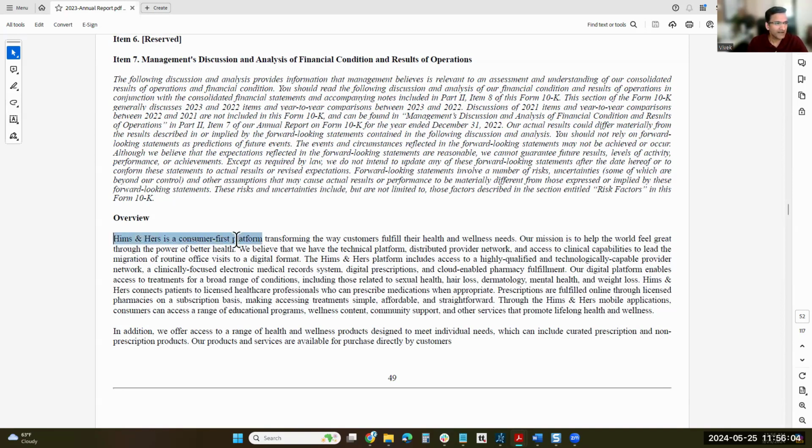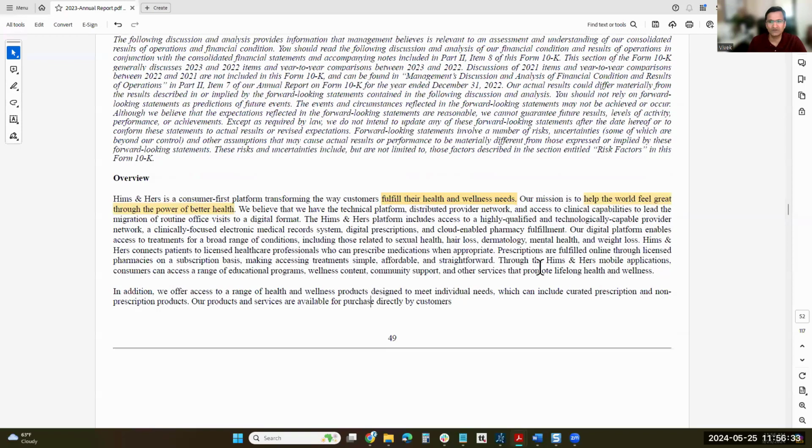It is a customer-first platform transforming the way customers fulfill their health and wellness needs. So it is definitely in the healthcare segment. Mission is to help the world feel great through the power of better health. We have a technology platform, distributed provider network, access to clinical capabilities to lead the migration of routine office visits to a digital format. Okay, so it looks like they are mostly focused on telehealth.